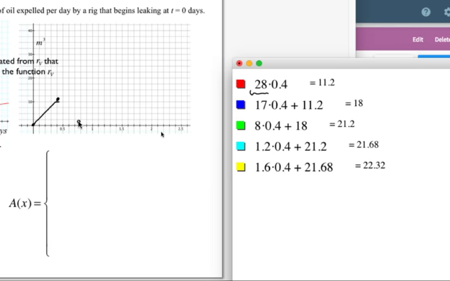So now we're at 11.2, and now the rate changes, right? We're going to assume a new constant rate for the next interval of 17, and so we get that amount of change, right? What principle is this that I'm showing right here? We got 11.2 plus 17 times 0.4. What general principle is that?